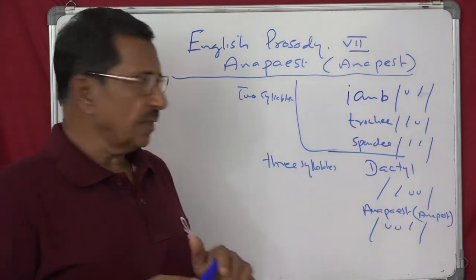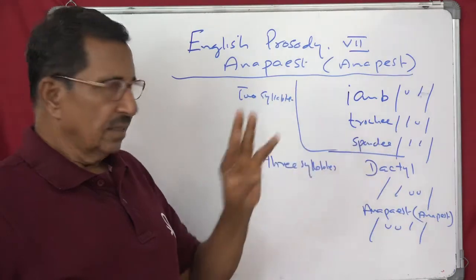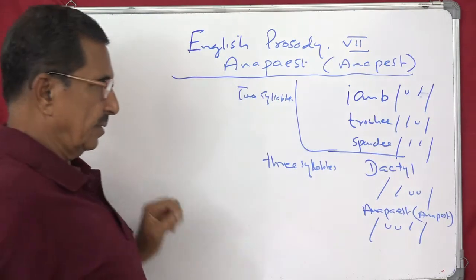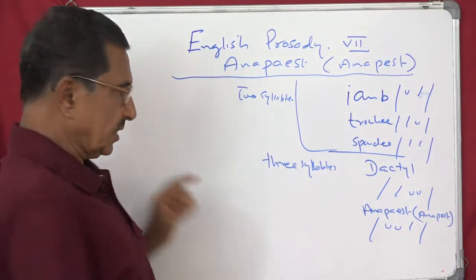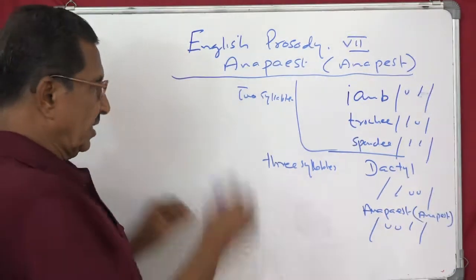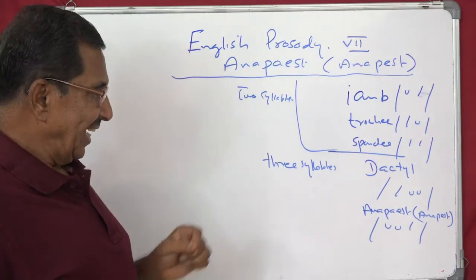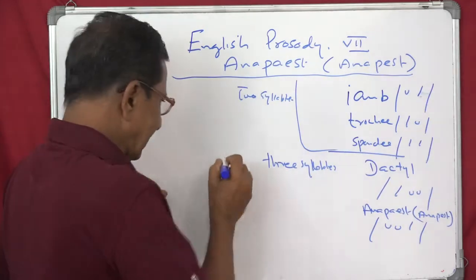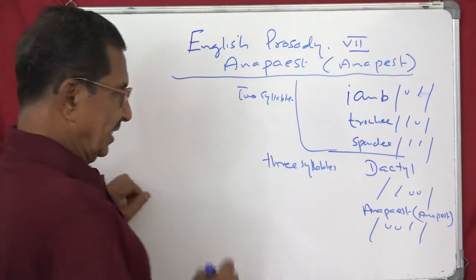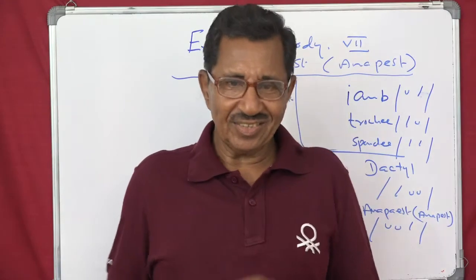Through two syllable feet, you have iamb, trochee, and spondee. The rhythmic pattern is unstressed, stressed. Like this. Trochee is stressed, unstressed. Then spondee is stressed. You are getting it. And now dactyl is stressed. Opposite of that is Anapaest. Understand? So this is how it is.